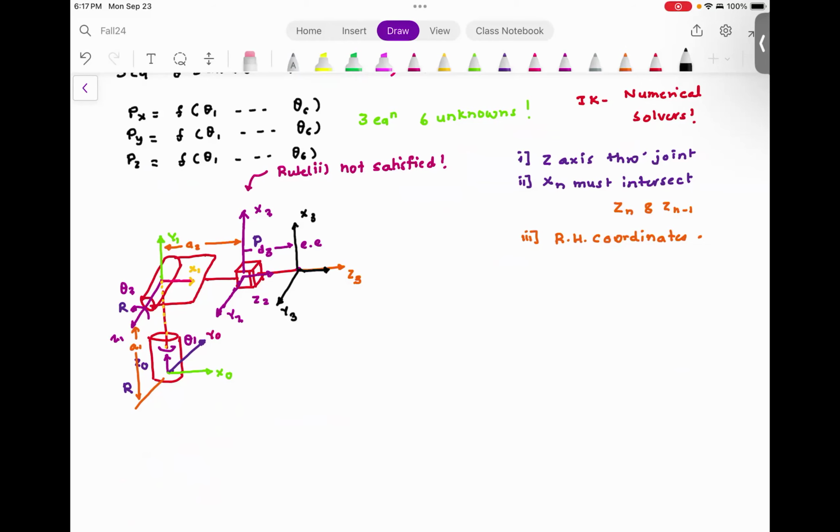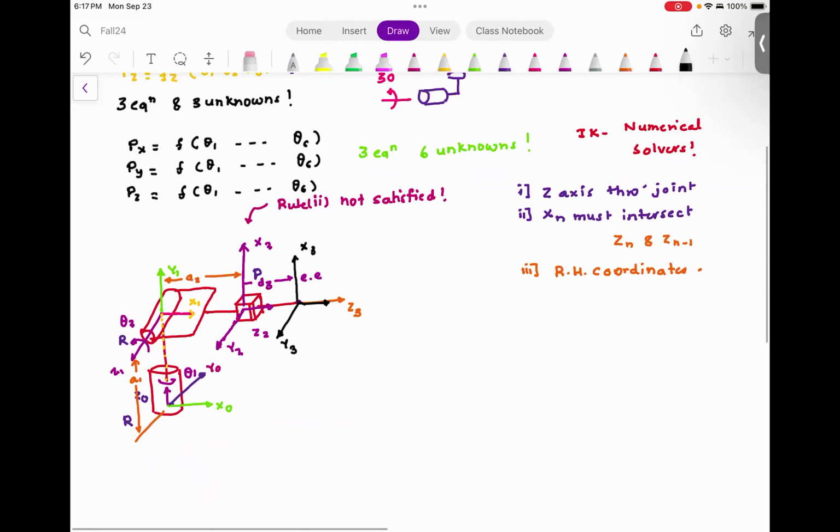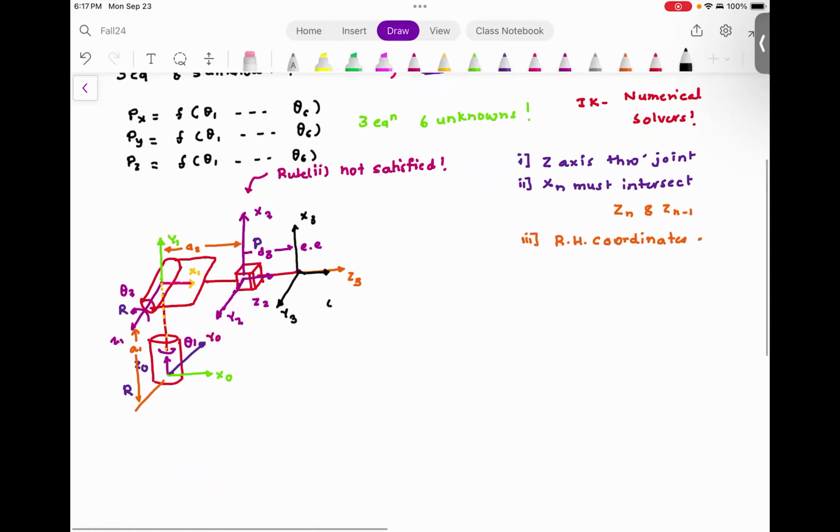And what I'm going to do is start with 0R1. This is the rotation about Z. So it's going to be cosine theta 1, minus sine theta 1, 0, sine theta 1, cosine theta 1, 0, 0, 0, 1.